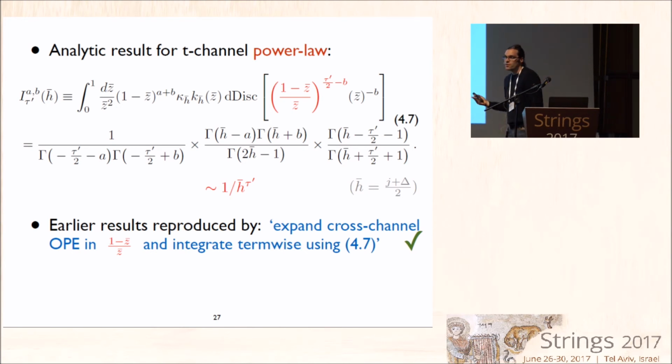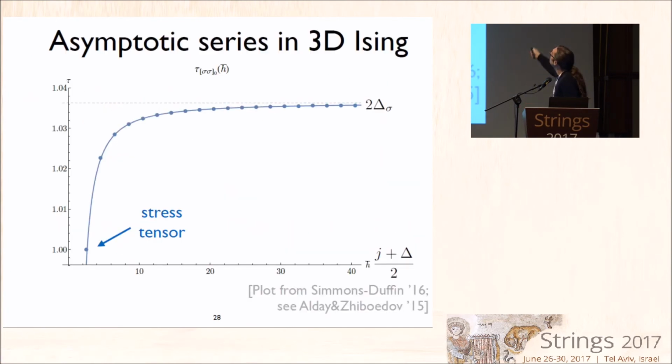So essentially, we can restate what is done by this bootstrap approach: you expand the cross-channel OPE in powers of this variable, and you use this result for the integral of a power, and that reproduces exactly these expansions that Fernando discussed this morning. As an application, for example, you get what you get in 3D Ising. If you include only delta, epsilon and the stress tensor, the simplest guys on the right-hand side, you get this prediction for the double twist operators, and it matches. It just works all the way to the stress tensor.